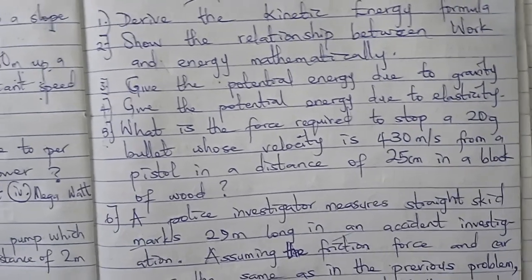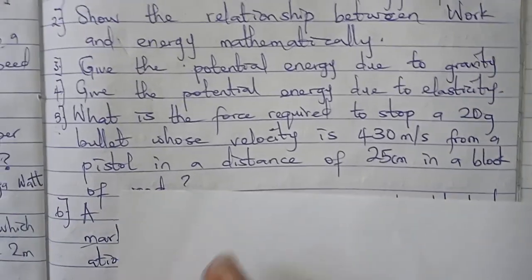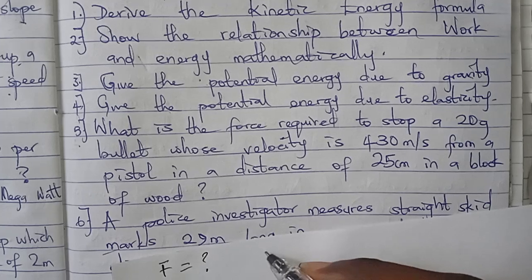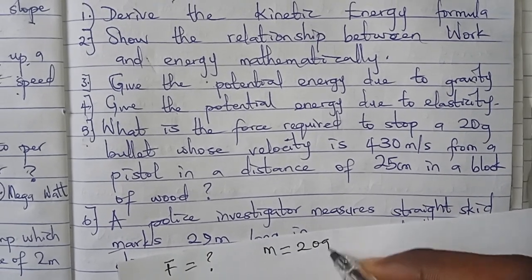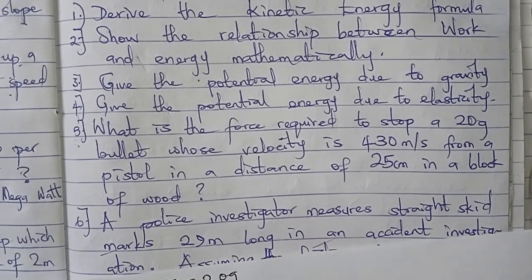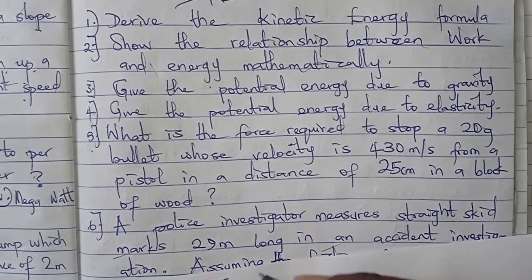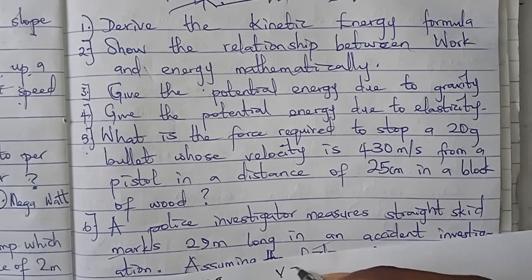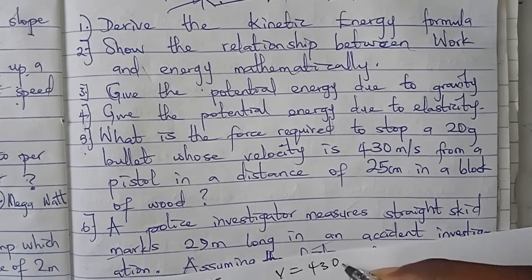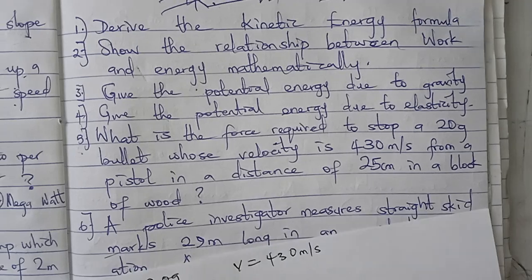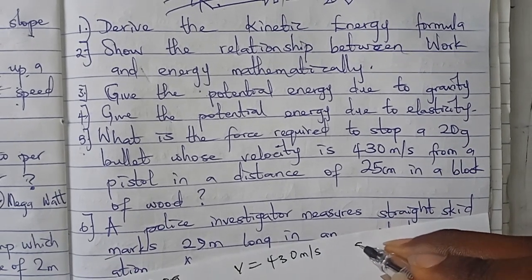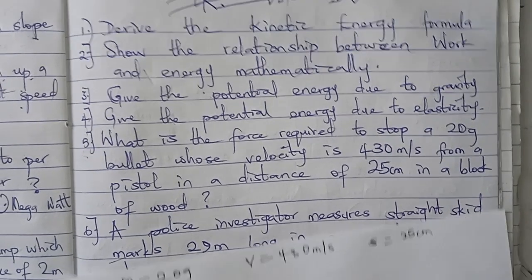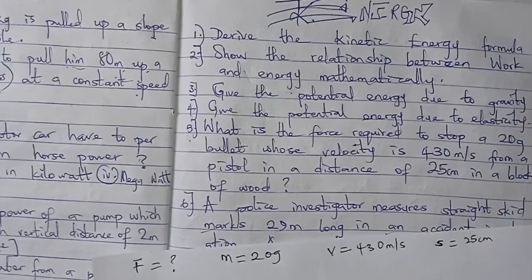So let's write out what we are given. I have force, I don't know it. Mass, 20 gram, and we don't make use of gram in physics. It's not chemistry. Velocity, 430 meters per second. Distance, S is what I will use, 25 cm, and we don't make use of cm. So let's convert this and get back.